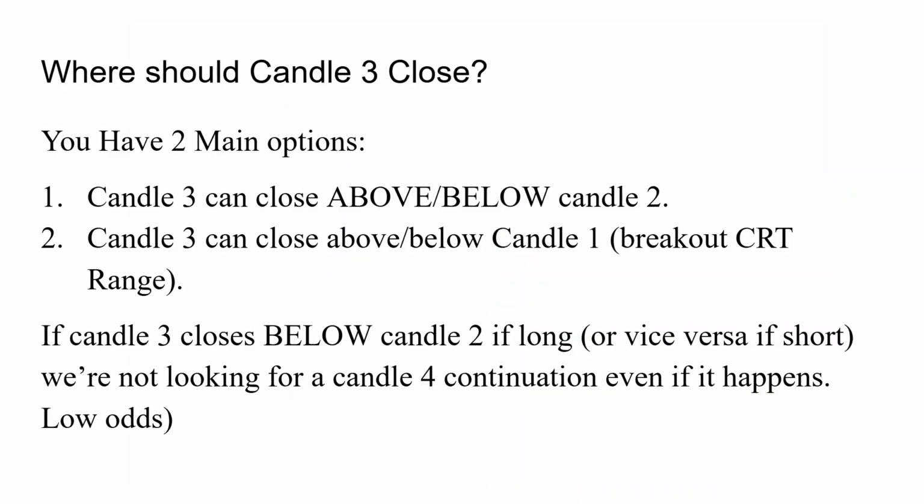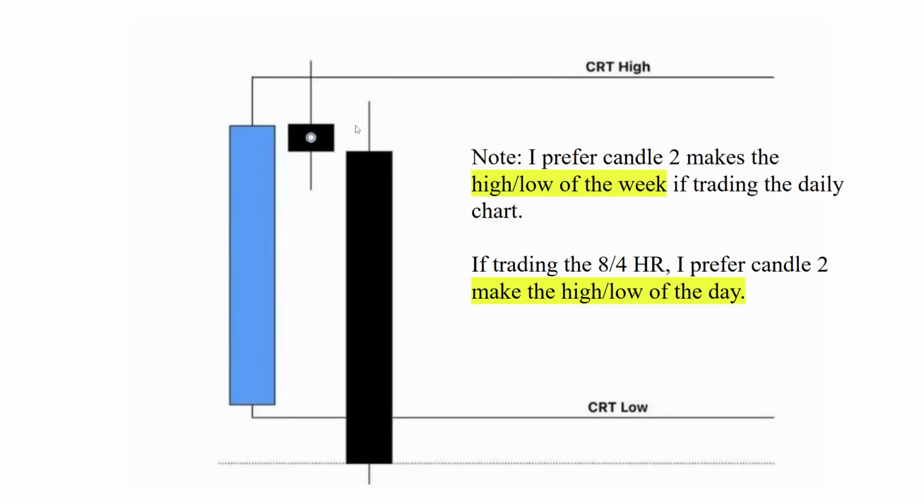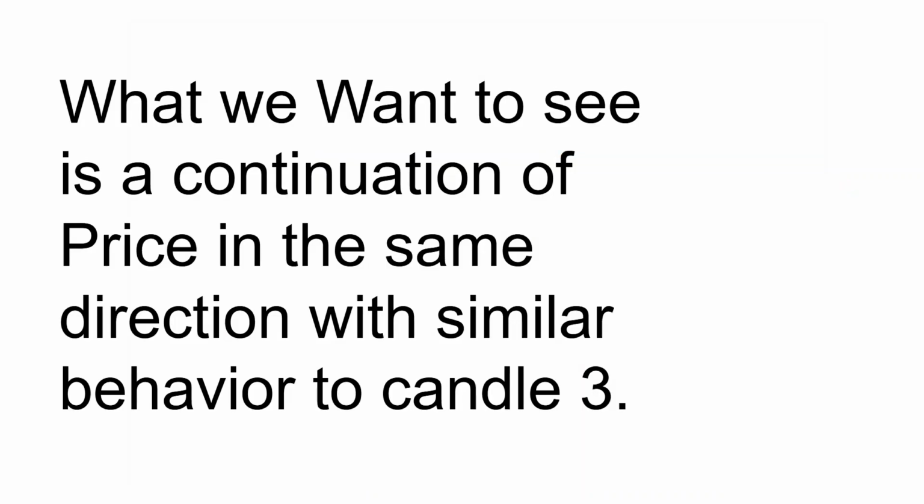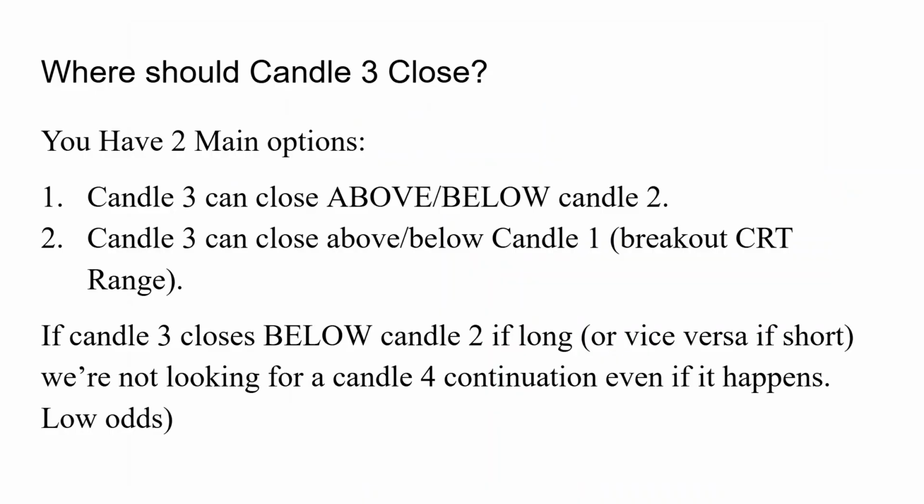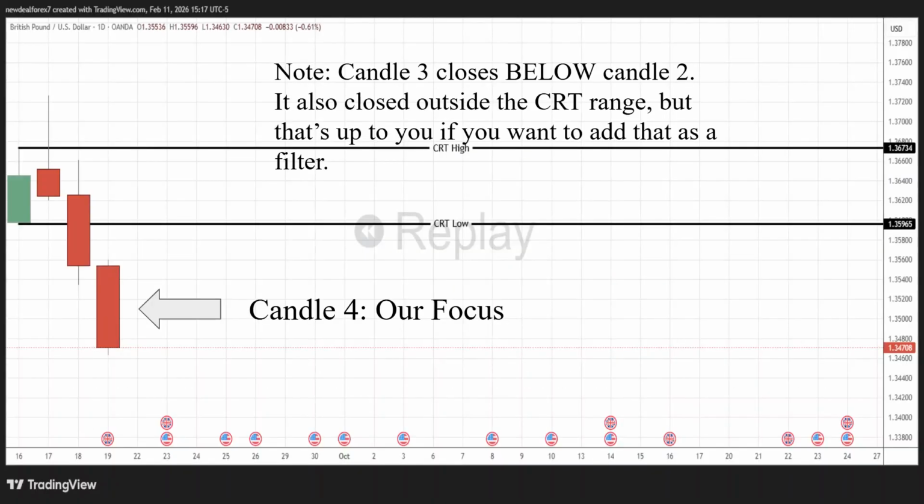If candle 3 doesn't close below the low, or above the high, I hope I said that right, of candle 2, it does not warrant a continuation. Meaning, let's say this candle 3 closes somewhere like right here above this candle's low, then we're not looking for a continuation on that one. Even if it happens, that's a no-go. Okay? That's what I mean. So bare minimum, it has to take out candle 2's low if I'm going short.